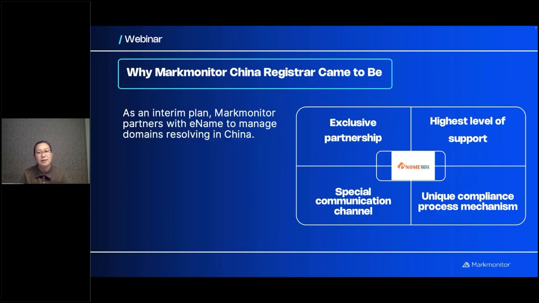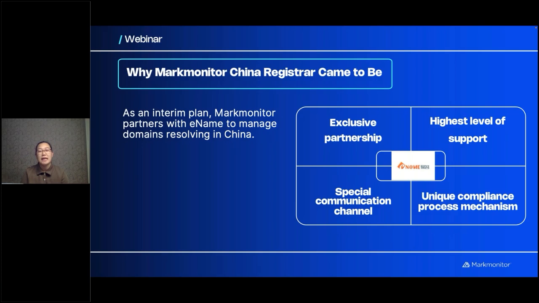So when the policy came out, we didn't really have our license in hand. As an interim plan, Markmonitor chose eName to work with as a transition plan. Some of you may have been working with eName or with your DPAs to manage domain names at eName for some time. eName is a China local registrar. They have their license in hand.